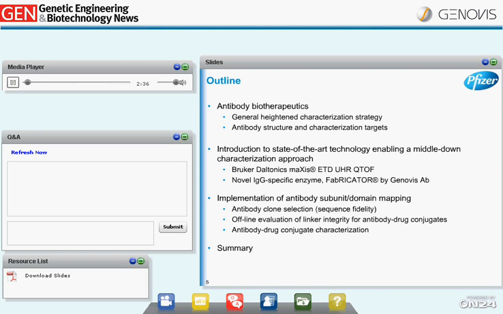Next, we'll be showing a couple applications where we utilize the enzyme and the technology to create an antibody subunit domain mapping strategy. First, we'll be looking at antibody clone selection to establish sequence fidelity. Next, we'll be looking at an offline evaluation of linker integrity for antibody drug conjugates, and also a general characterization of other antibody drug conjugates, followed by a summary to wrap things up.